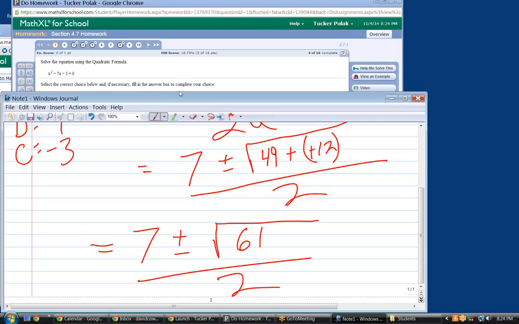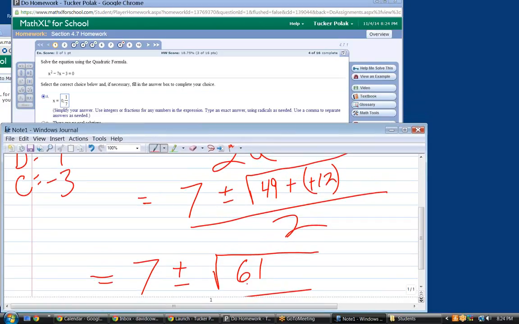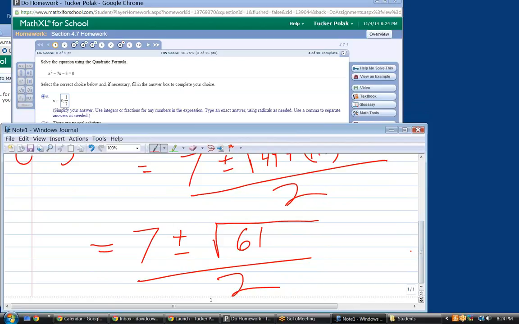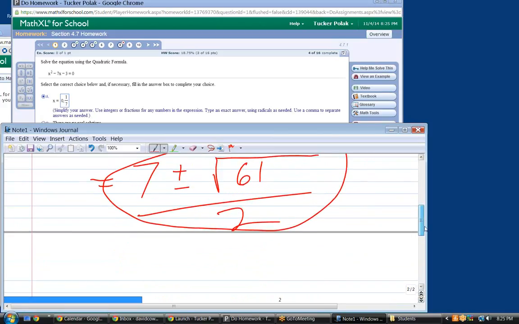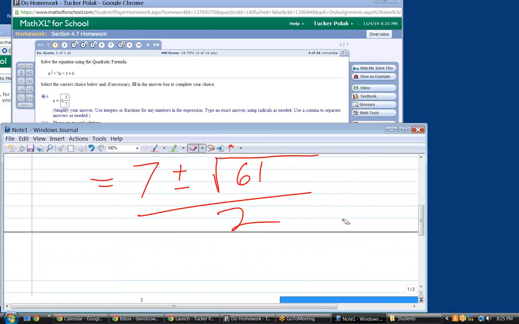Now, it wants your answers as two separate answers. So if this is my answer, what are my two solutions for x? 7 plus that divided by 2 is one answer. 7 minus that divided by 2 is the other answer.